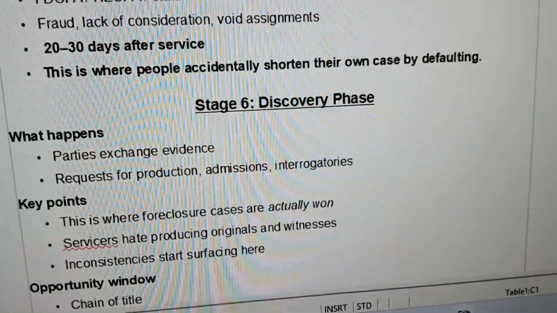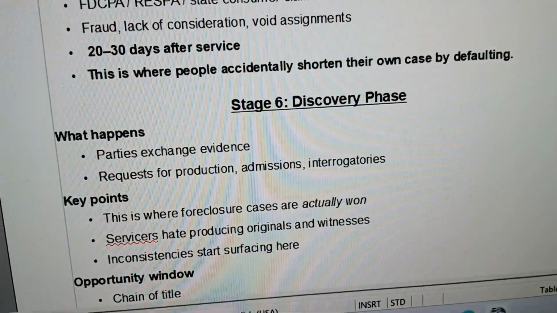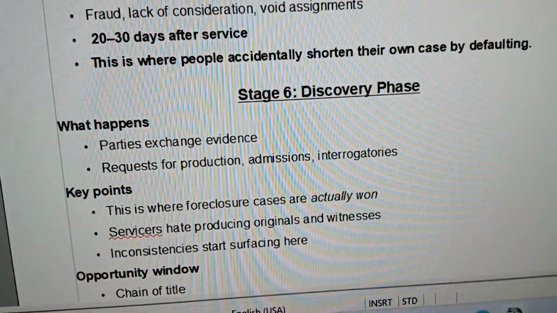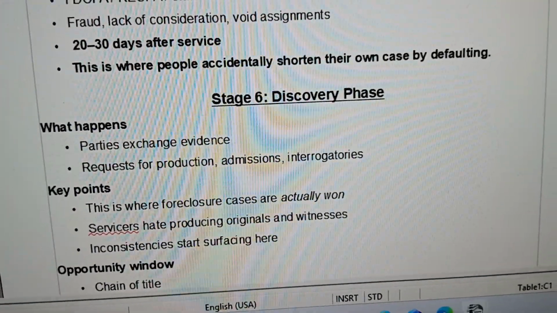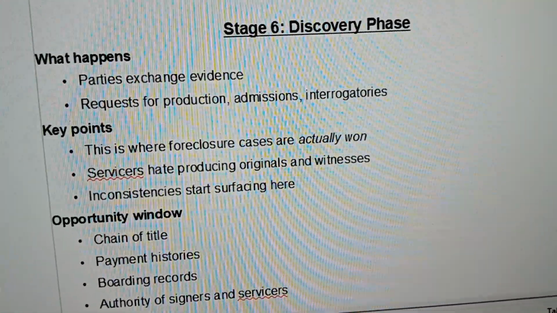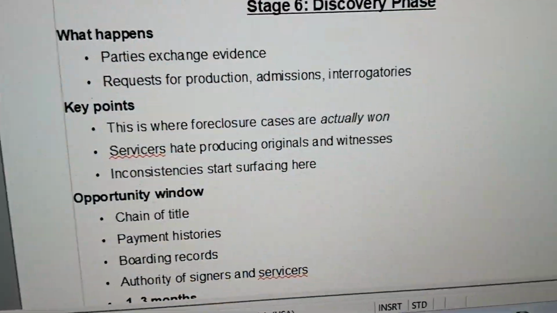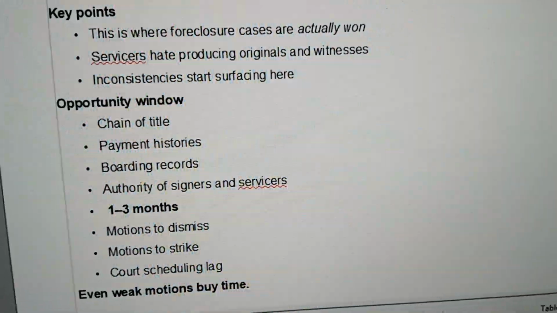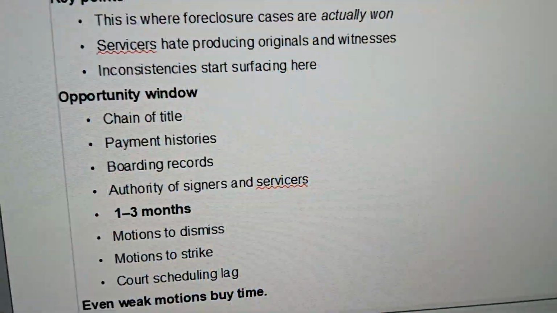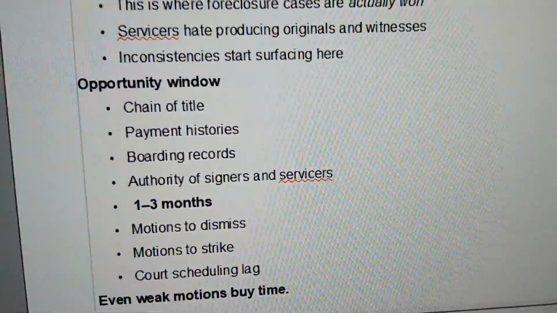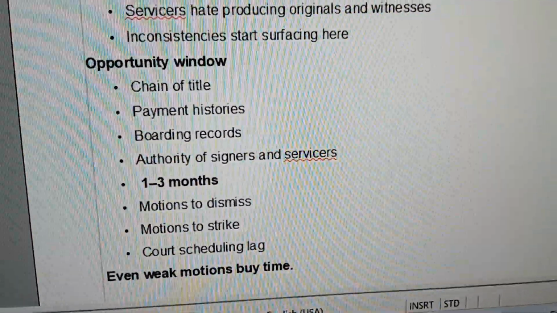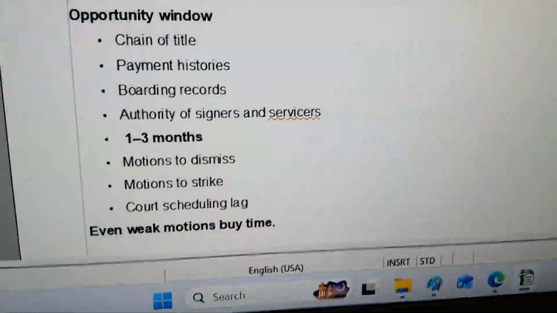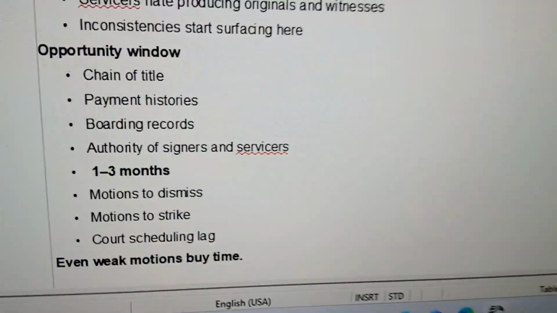Next is stage 6, the discovery phase. What happens? Parties exchange evidence: requests for production, admissions, and interrogatories. Key points: this is where foreclosure cases are actually won. Servicers hate producing originals and witnesses. Inconsistencies start surfacing here. The opportunity window is when you go after chain of title, payment histories, boarding records, and authority of signers and servicers. This takes 1 to 3 months. Motions to dismiss, motions to strike, and court scheduling lag, even weak motions, will buy you time.